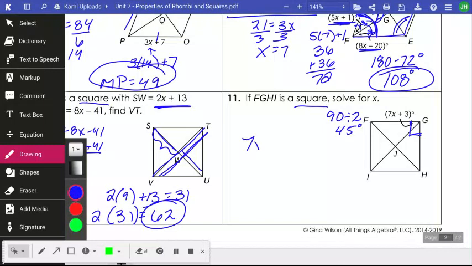So I can just do 7x plus 3 is equal to 45 degrees. I'll subtract 3 from both sides, and I got 7x is 42. Divide both sides by 7, and I'll get x is equal to 6.